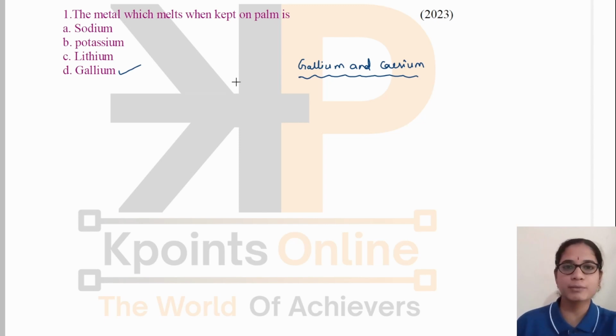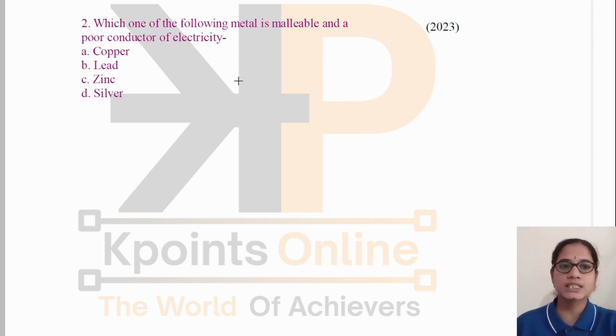So you should remember the exceptions that are given in your textbook regarding the properties of metals and non-metals. Then our next question is: which one of the following metals is malleable and a poor conductor of electricity? We know that metals are malleable, they are ductile and they are good conductors of electricity. But here the question is which metal is malleable but a poor conductor of electricity?